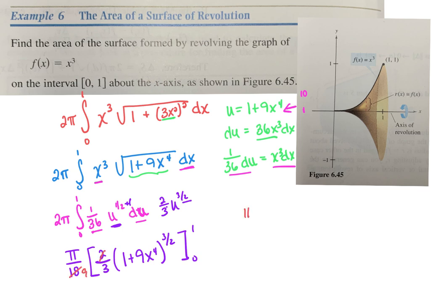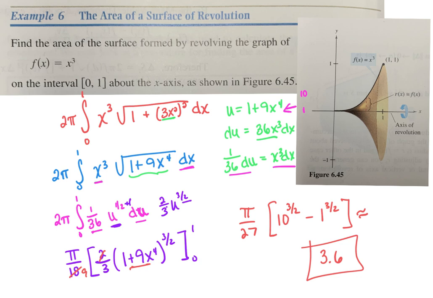So I have pi over 27. When I plug in a 1 here, I get 10 to the 3/2. Minus, when I plug in a 0 here, I get 1 to the 3/2, which is just 1. And if you plug all of that into your calculator, you will get approximately 3.6. They took it to 3 decimal places, but that's about what you get.